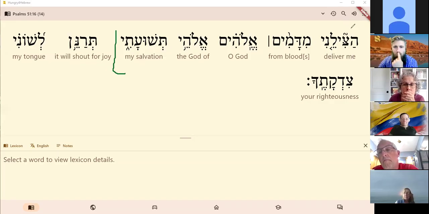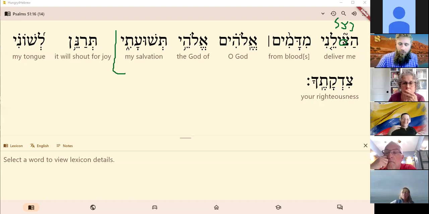Natsal. The noon has assimilated into the following letter, which a noon at the end of a syllable usually does, unless it's the end of the word, and even sometimes it does that. So the dagesh here indicates that we have a missing or assimilated letter. Your first suspicion should usually be a noon.